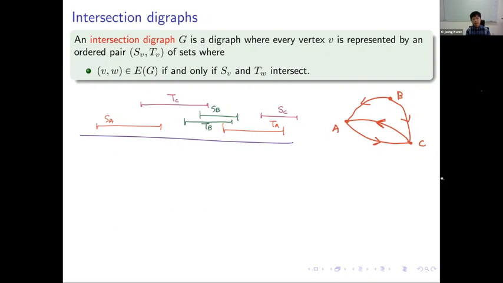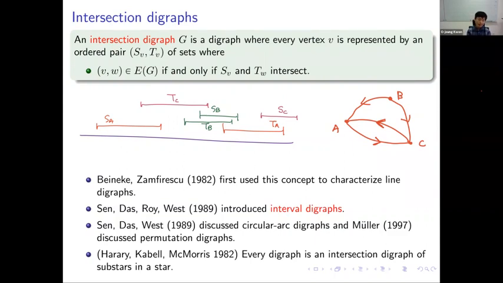This concept was first introduced by Beineke and Zamfirescu. They used it to characterize line digraphs, but only in a very small portion of the paper. Later, Sen, Das, Roy and West introduced interval digraphs and worked on them significantly. Later, Sen, Das and West discussed circular arc digraphs and permutation digraphs, and several natural variants of the undirected models have been discussed.